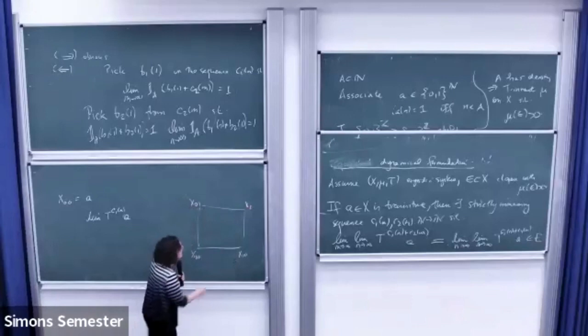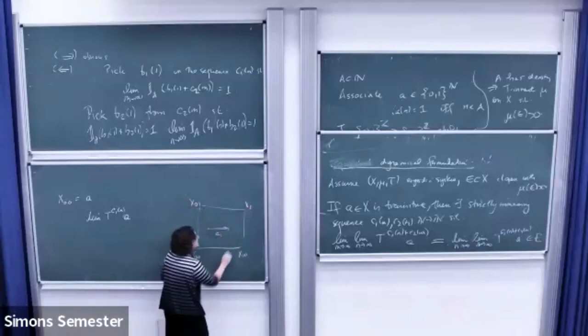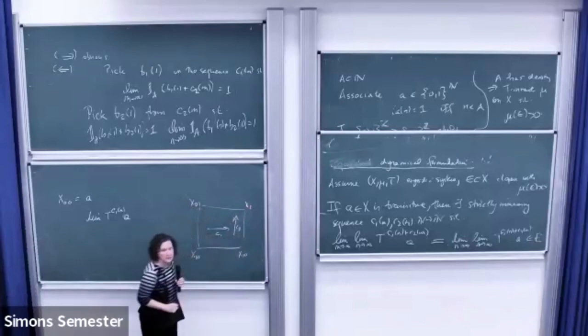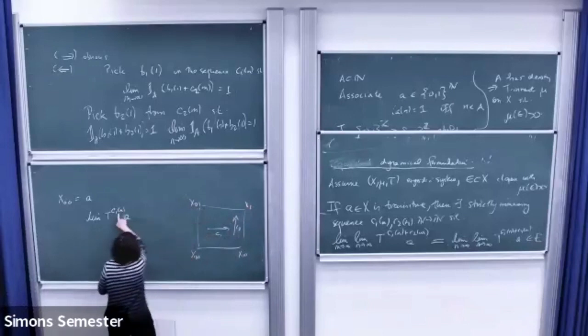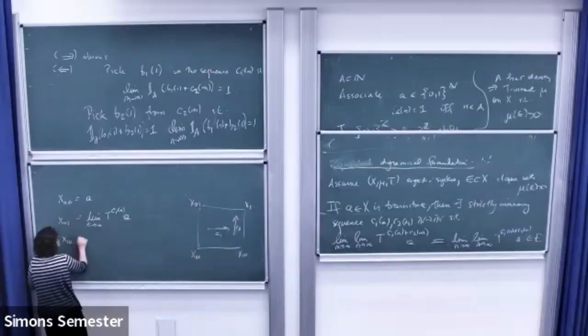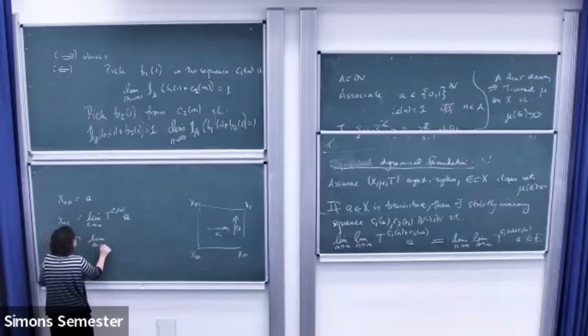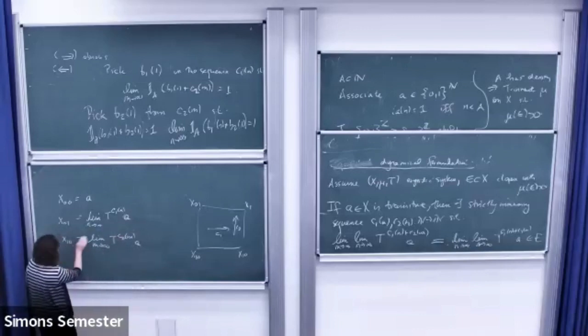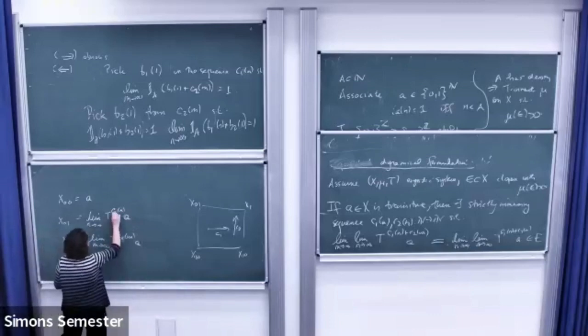this is a cube. In this direction, I will be acting by the sequence C1, and in this direction, I'll be acting by the sequence C2. So what happens when you do X 0, 0, and I iterate with C1, I should end up with the point X 0, 1. And the limit as n goes to infinity, and then X 1, 0 will be the limit as m goes to infinity of t to the c2m of the point A. So that means I've written it backwards from what I said. This one will become a one, and this one will become a two.